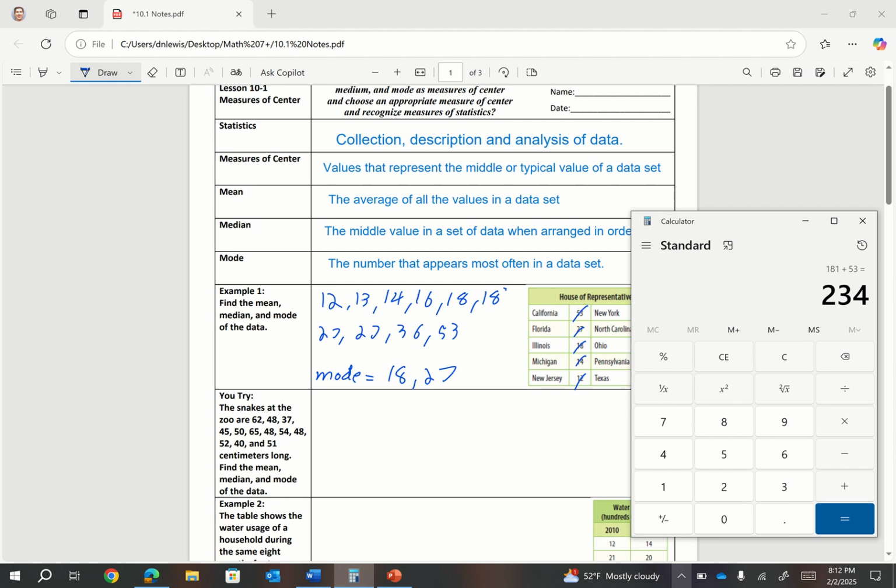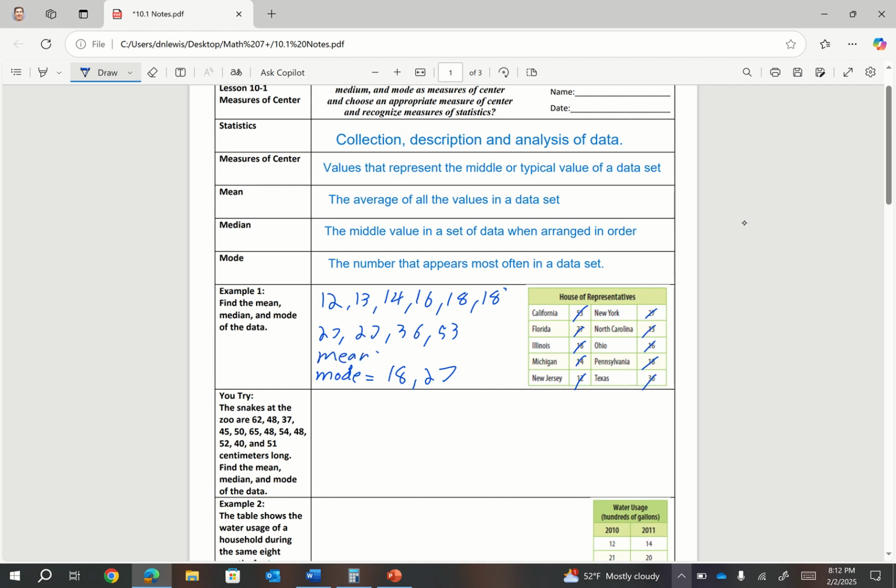So I got 234 divided by 10 for a mean of 23.4, I think that said. Okay, and then lastly, our median.